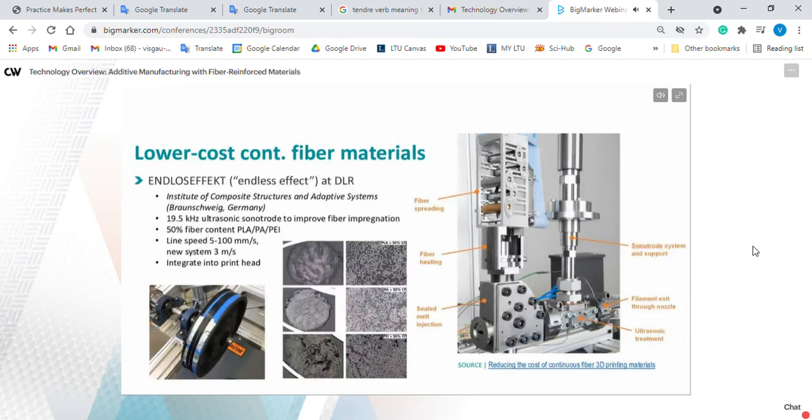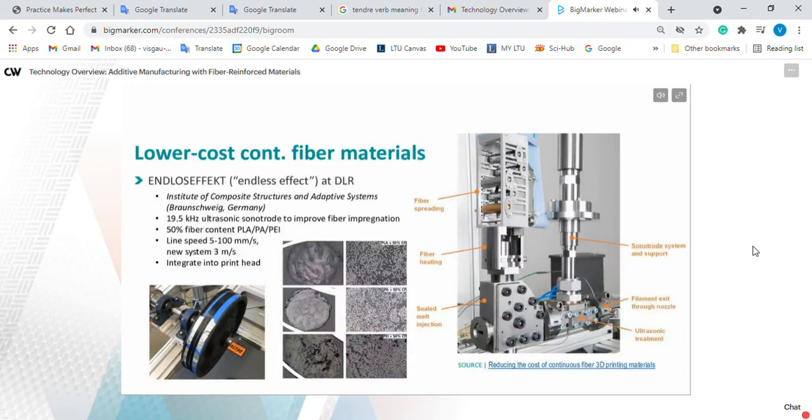They then spread it, heat it, put it through the melt injection bath, and then go into an ultrasonic chamber. And there you have 19.5 thousand vibrations per second. You have an ultrasonic sonotrode that pushes the melt into the fiber to improve impregnation.